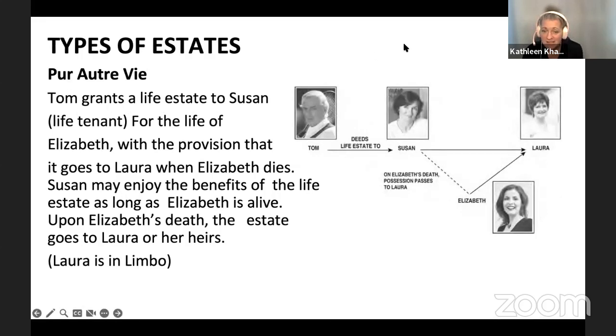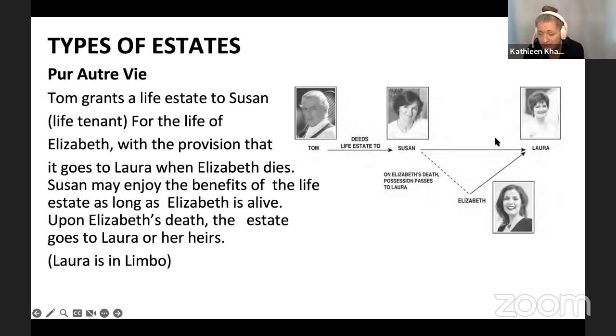Tom grants a life estate to Susan, this really sweet lady with a really nice smile. Susan is the life tenant for the life of Elizabeth, with the provision that it goes to Laura when Elizabeth dies. So Susan may enjoy the benefit of the life estate as long as Elizabeth is alive. Tom's like, hey, Susan, you can live here as long as Elizabeth is still on God's green earth. And by the way, Laura, if you outlive Elizabeth, you get the property.